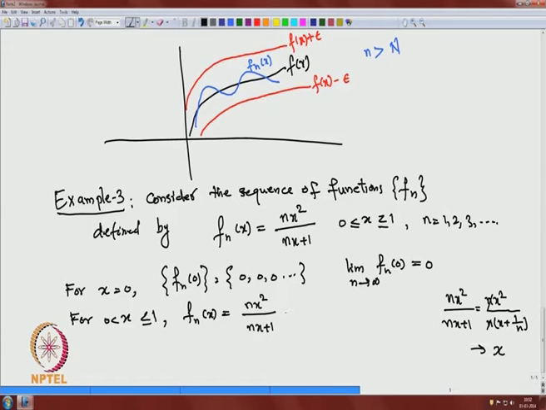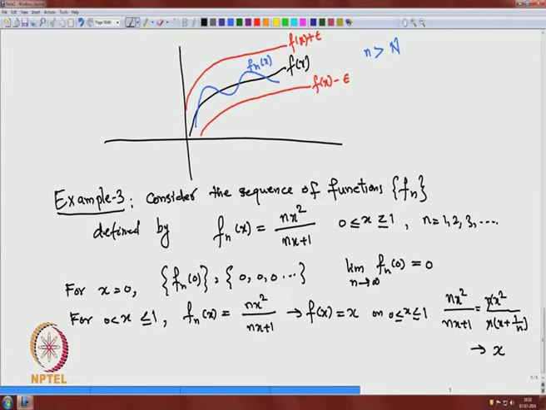So, this sequence converges to a function f x, which is equal to x on, if this is true including 0. So, therefore, it converges pointwise to the function f x is equal to x.